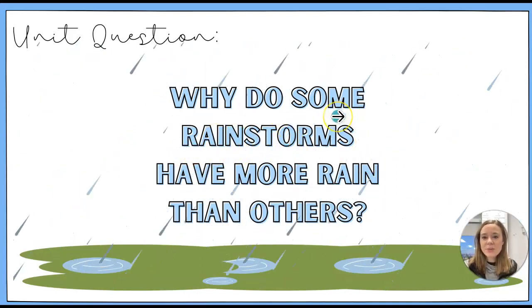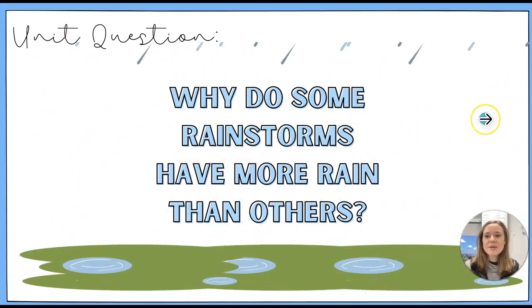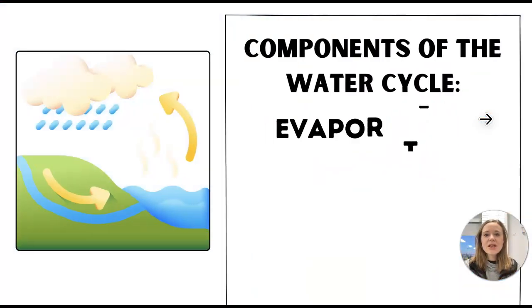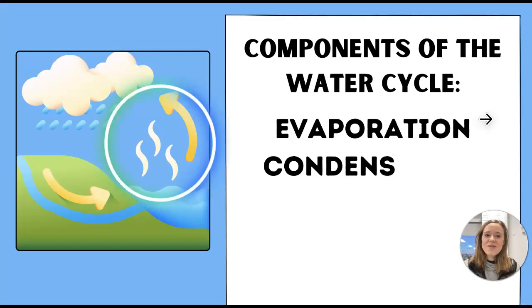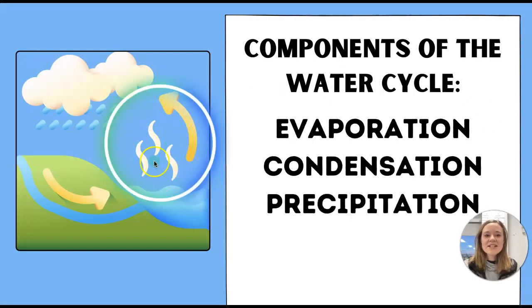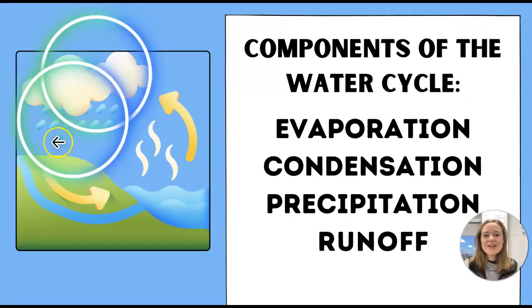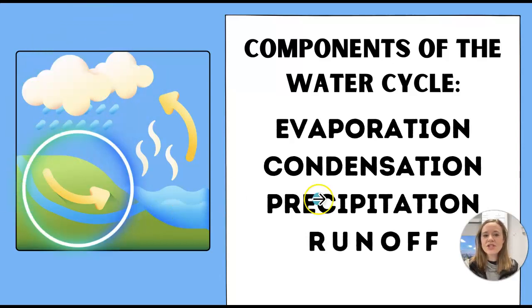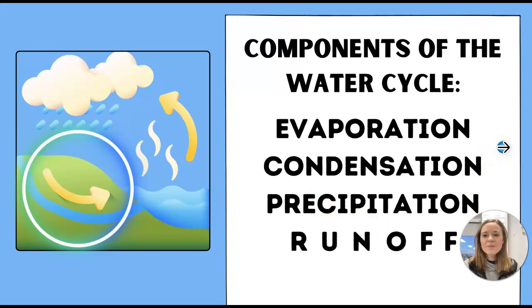So we are going to dig into the water cycle so that we can better understand and be ready for that rain aspect of this. So the components of the water cycle: evaporation, which happens here, condensation up here, precipitation, we have our rain, and then our runoff, which is our water moving.